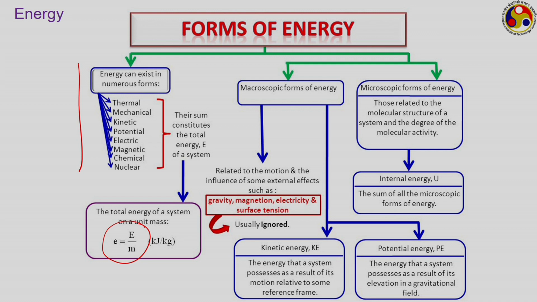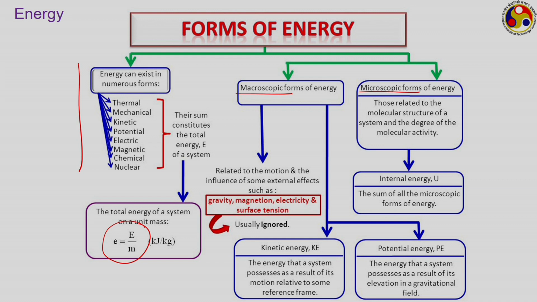But there is another kind of classification of the same energies, that is, macroscopic form and microscopic form of energies. The macroscopic form refers to the forms of energy which are associated with some external reference scale. Examples can be of two categories. One, examples related to motion and the influence of some external potential field, like gravitational field, magnetic field, electric field or surface tension. The associated energies are all macroscopic forms of energy.